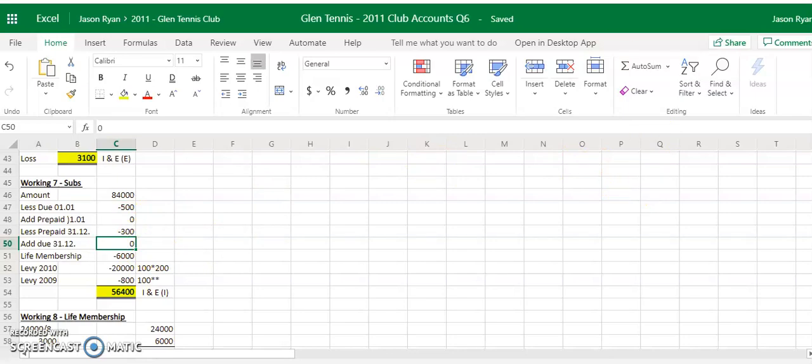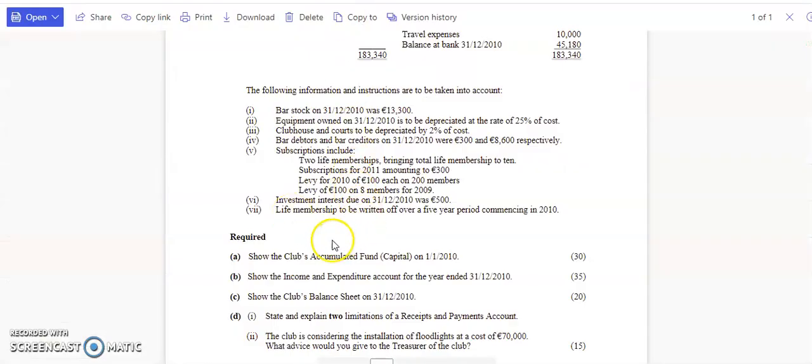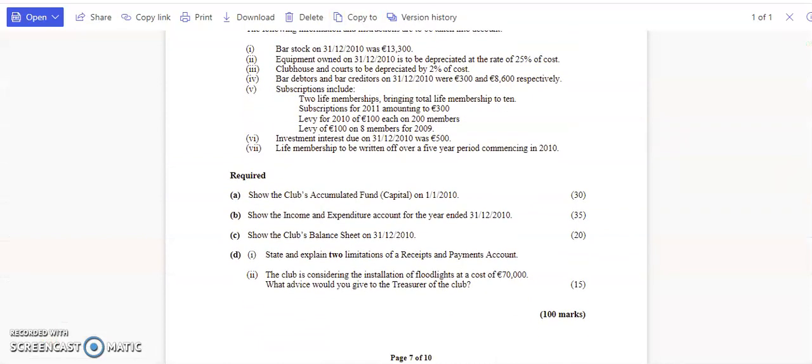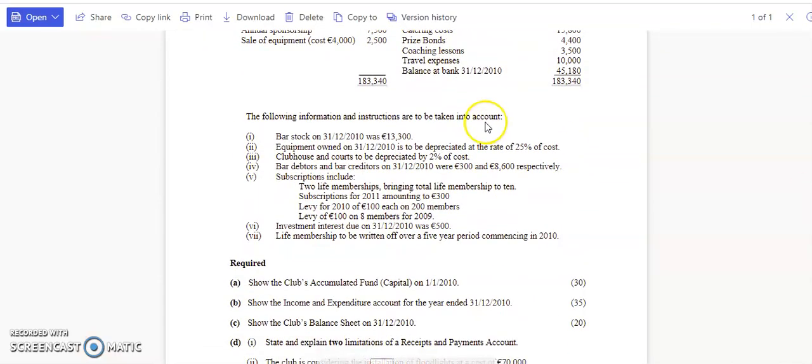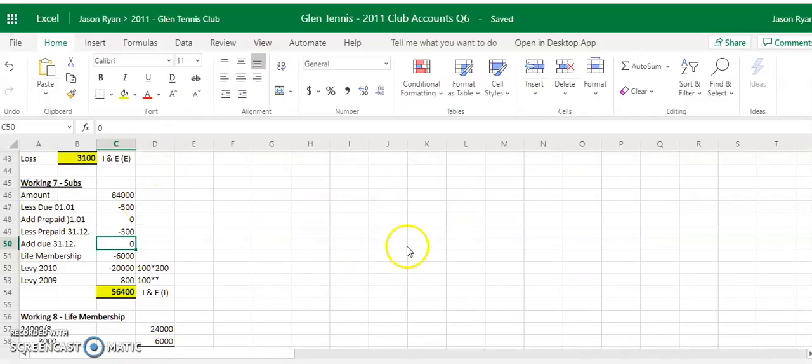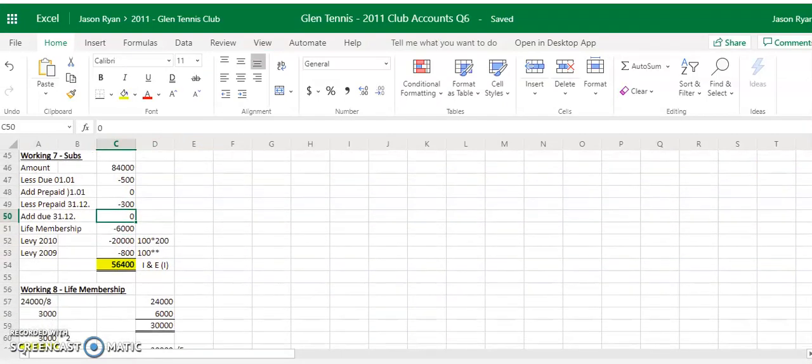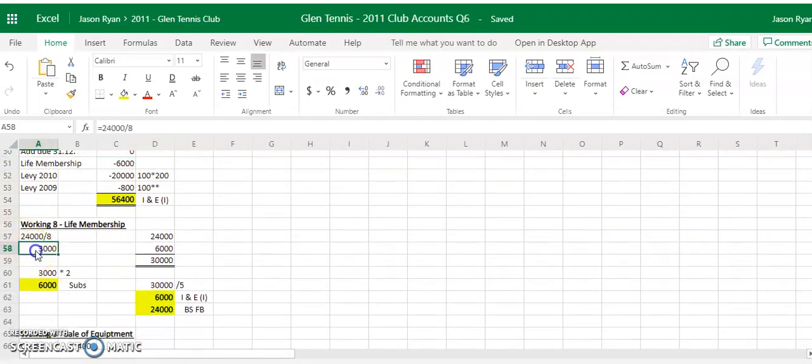We're going to have to make a little adjustment then for the new life memberships and the life memberships that are included in this. If we look here, 2 life memberships, bringing the total to 10. Our life memberships at the moment are 24,000. So we're going to divide that by 8 and see how much it is per life member. 24,000 divided by 8 will give you 3,000. We're after bringing on 2 new life members, so 3,000 by 2 will give you 6,000. So we're going to reduce the life membership by 6,000.